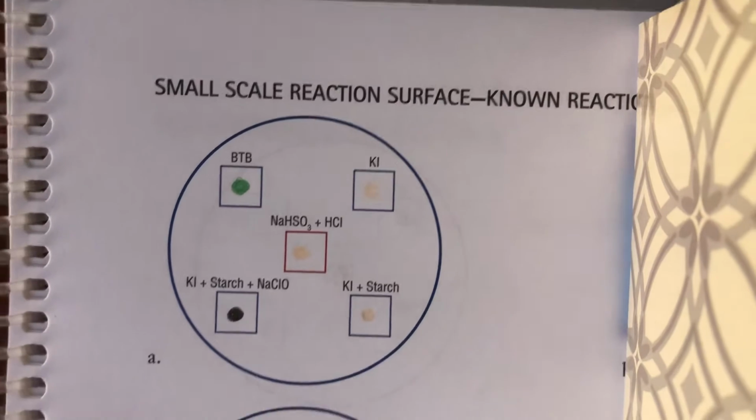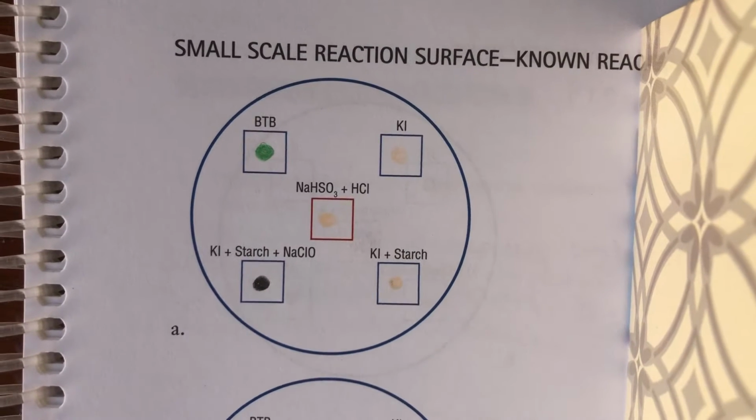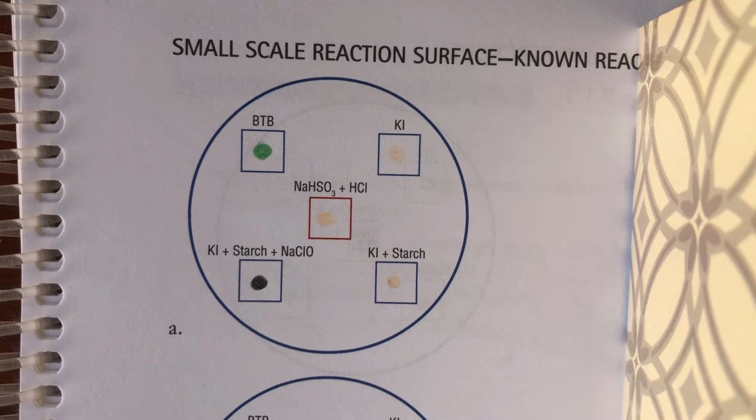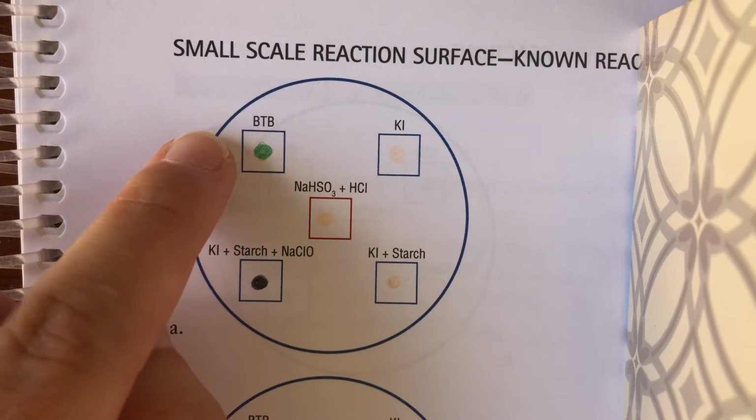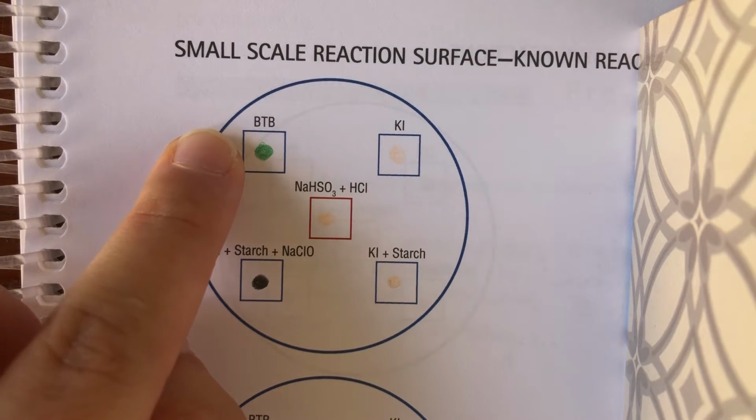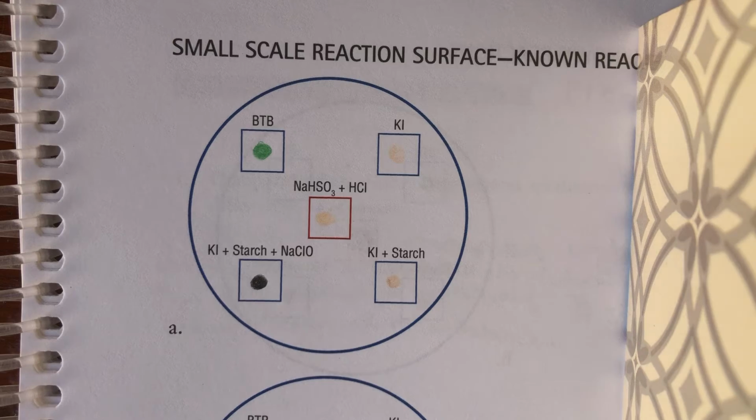So the first reaction we're going to take a look at is NaHSO3 plus HCl. Now there isn't a drastic change with this reaction, even though it does produce sulfur dioxide. But the difference between this reaction and the initial indicators is the BTB becomes slightly lighter green than the starting color.